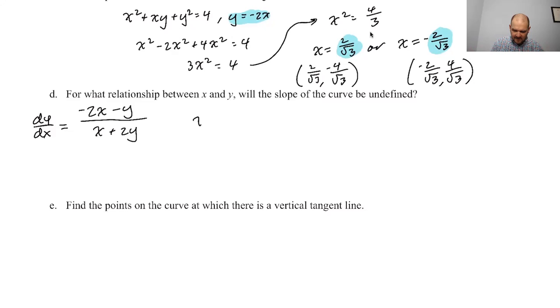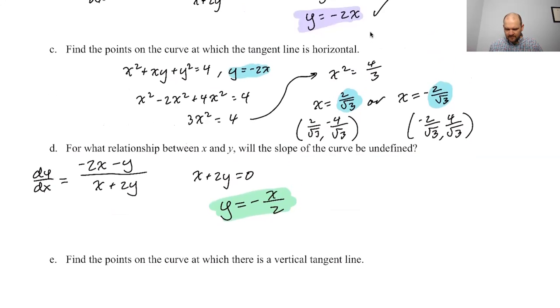I would need x plus 2y to equal 0, which means I can do one of two things. I can say either x equals negative 2y or y is equal to negative x over 2. I'm going to use that one because I think it's the more common thing to do. But it's just as valid to say that anytime x is equal to negative 2y, you will get an undefined slope. I'm doing this because I think it's more common.